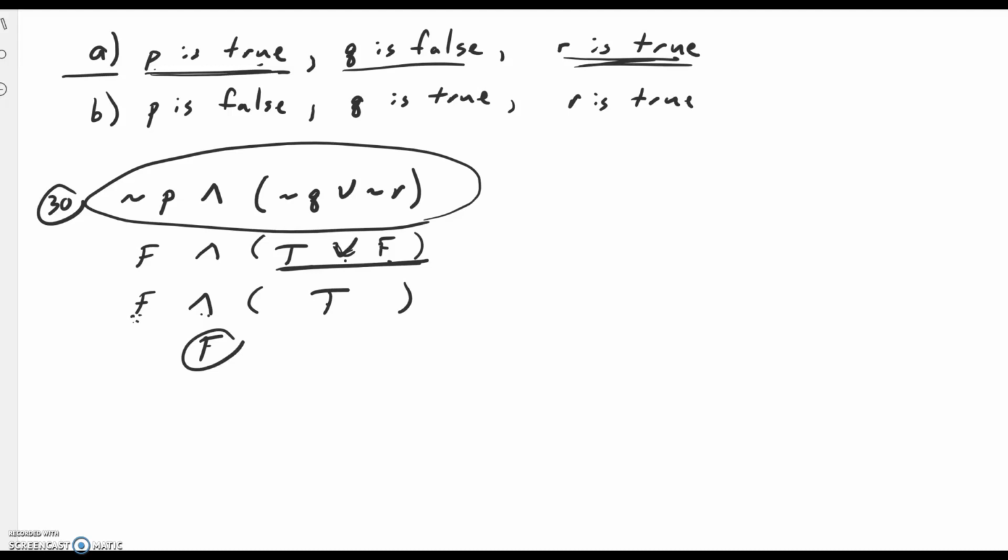Now let's go to part B. These are the assumed facts of the matter. I'm just going to kind of use this over again without rewriting it. And so we have not P, the negation of P.